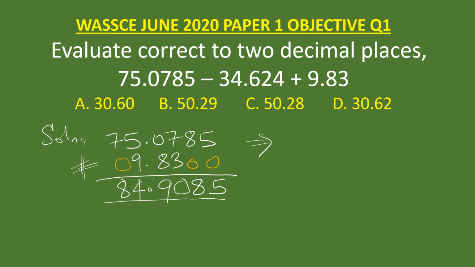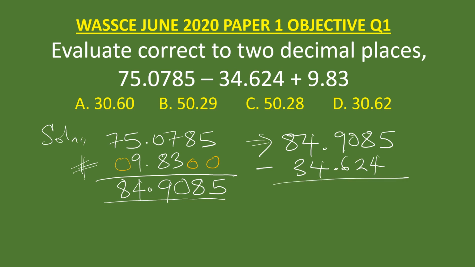Now, going further, we have 84.9085 minus 34.624. Remember, we have an invisible 0 here. So, solving further, what do we have? If you solve further, you have that 5 minus 0 is 5. 8 minus 4 is 4. We have 0 here. You pick one from 9, add here, because 10. 10 minus 2 is 8. 8 is left here.